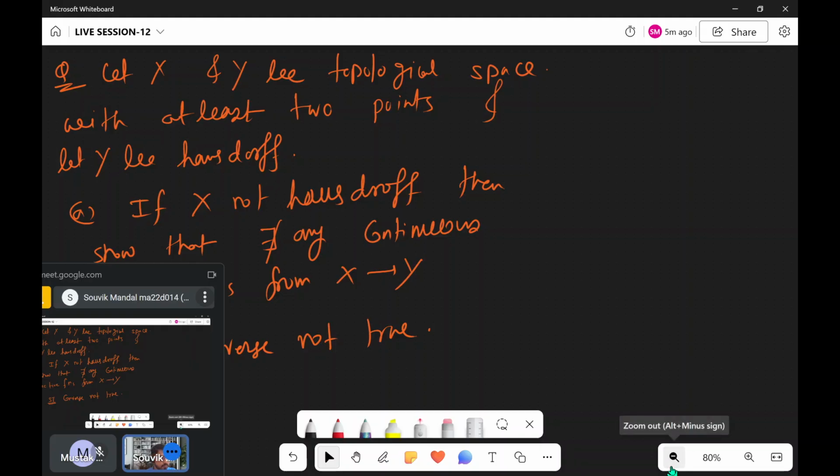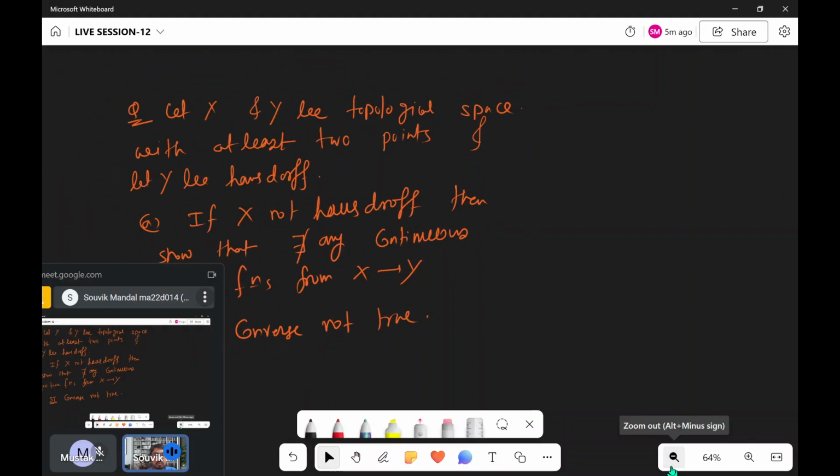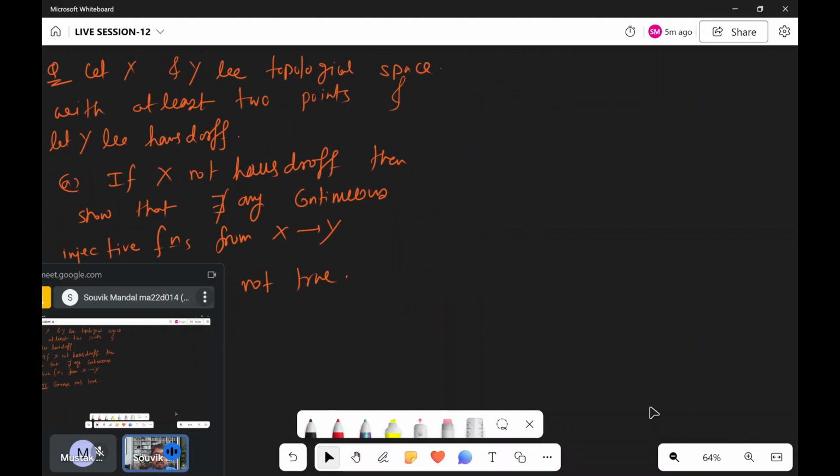So there are two topological spaces X and Y with at least 2 points, and suppose Y is Hausdorff. Now if X is not Hausdorff, we need to show there does not exist any continuous injective function from X to Y. What does that mean? It means that if X is not Hausdorff and Y is Hausdorff, both with at least 2 points, then X cannot be embedded inside Y. That's the same thing as this.